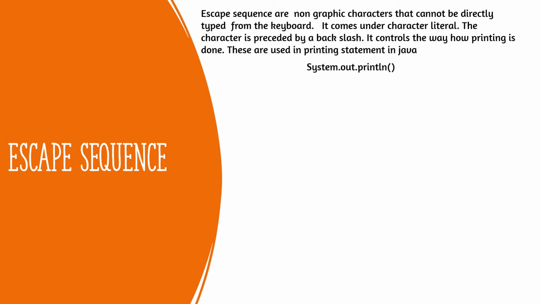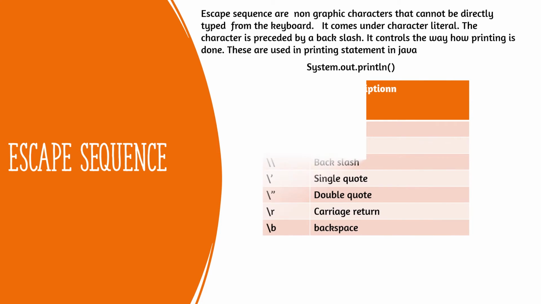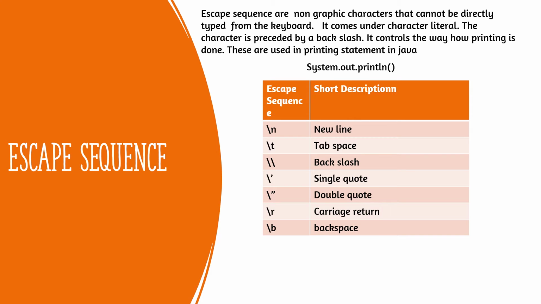So now we can see what the escape sequences are. Here some examples are given. \n. Here it is the backslash. So it is preceded by the backslash. So \n means if you type \n in between, whatever output is after this will come to the next line. \t means tab space. A gap of 16 characters will come in between both the lines.